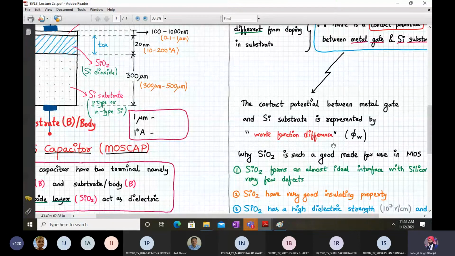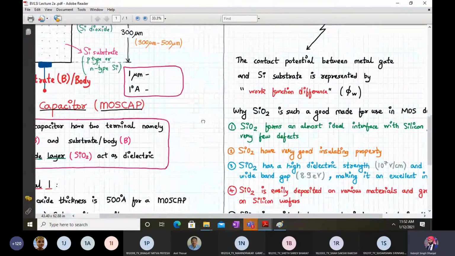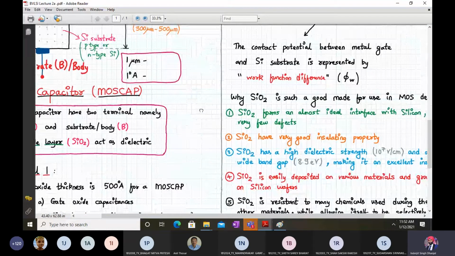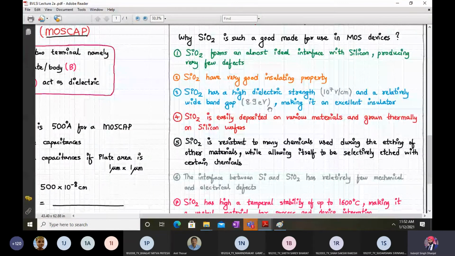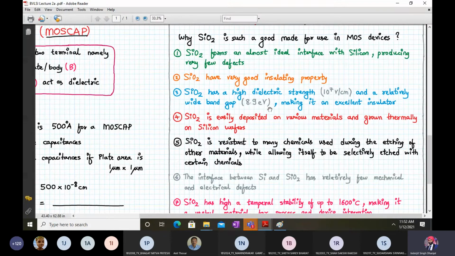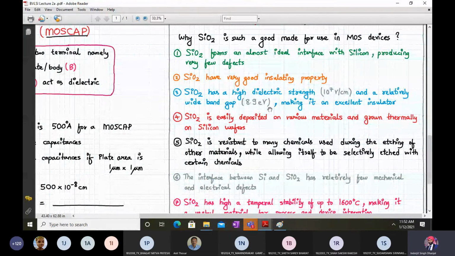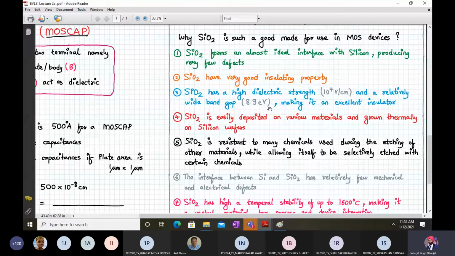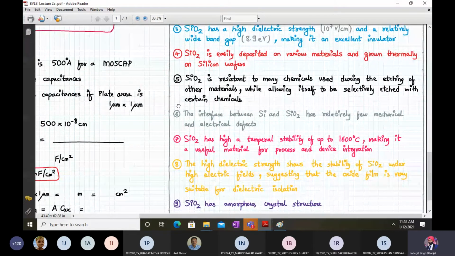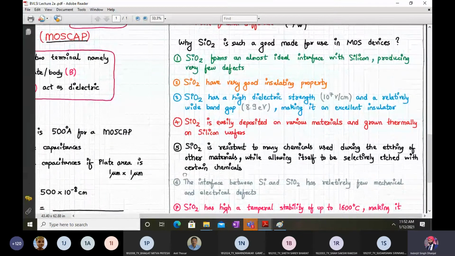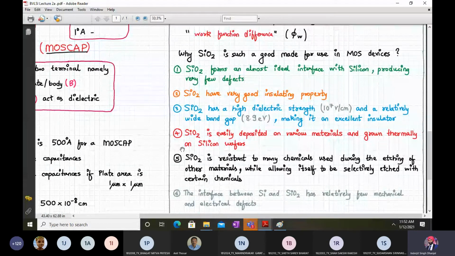Now, a minute or so, I want to dedicate to silicon dioxide: why silicon dioxide is a good choice for use in MOS devices. There are around 10 advantages of silicon dioxide which make it very, very useful, and I'll highlight the extremely important ones. First of all, silicon dioxide forms an ideal interface with silicon, producing very, very few defects.